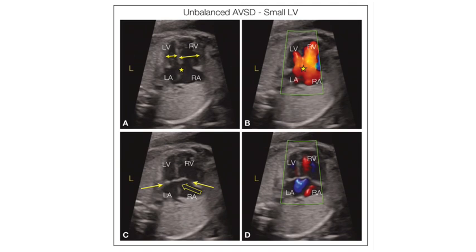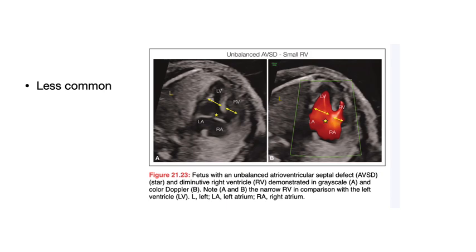All right, so you can see some examples of unbalanced AVSD. The color flash into the right is significantly bigger than the color flash into the left. So, yep, this common atrioventricular valve is centered a little bit more over the right ventricle. Less commonly, it could be the other way around, where it's over the left ventricle a little bit more, so the left ventricle's a little bit bigger.